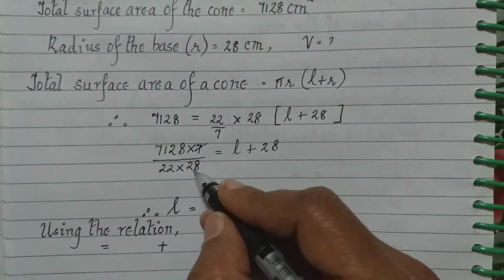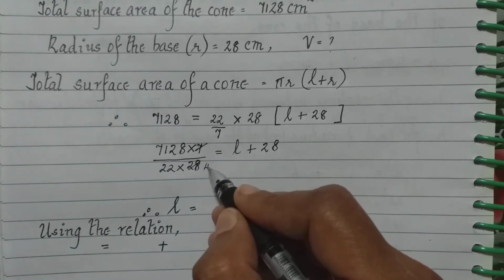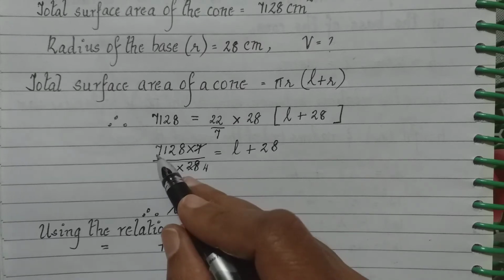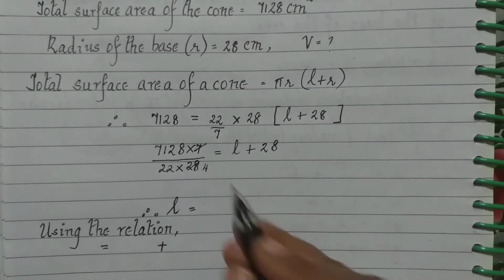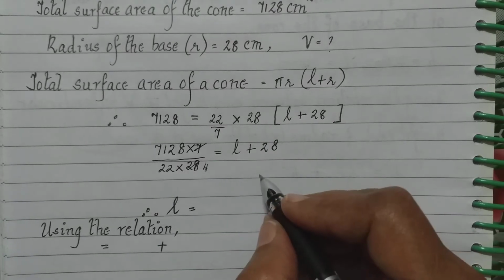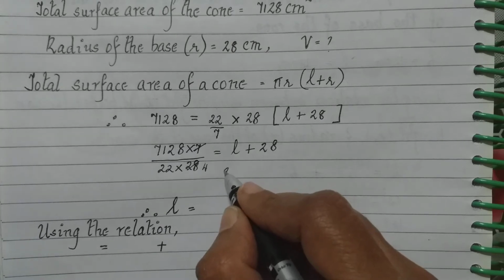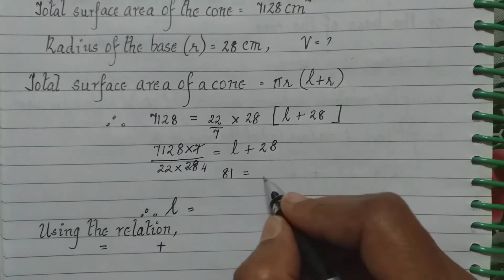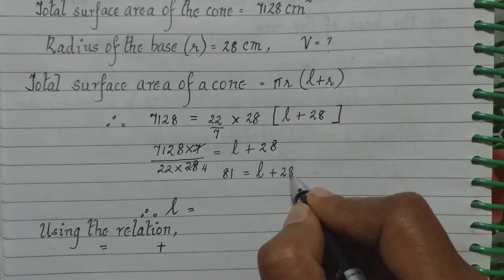We can cancel. 7 goes in 28 4 times. Then we can see that 11 goes in 22, 11 will go in 7128, and it will cancel. And then when you simplify, we get that this becomes 81. So this simplification becomes 81. It is equal to L plus 28.